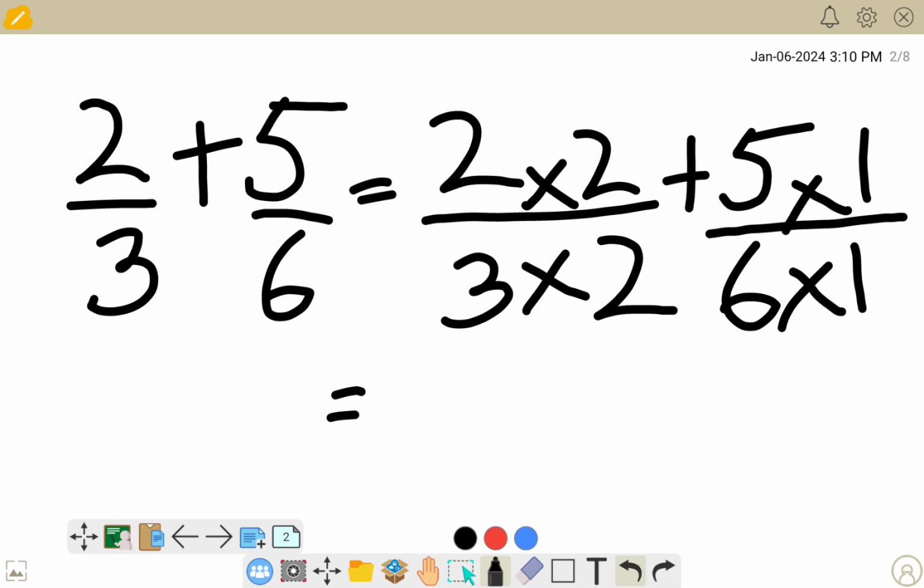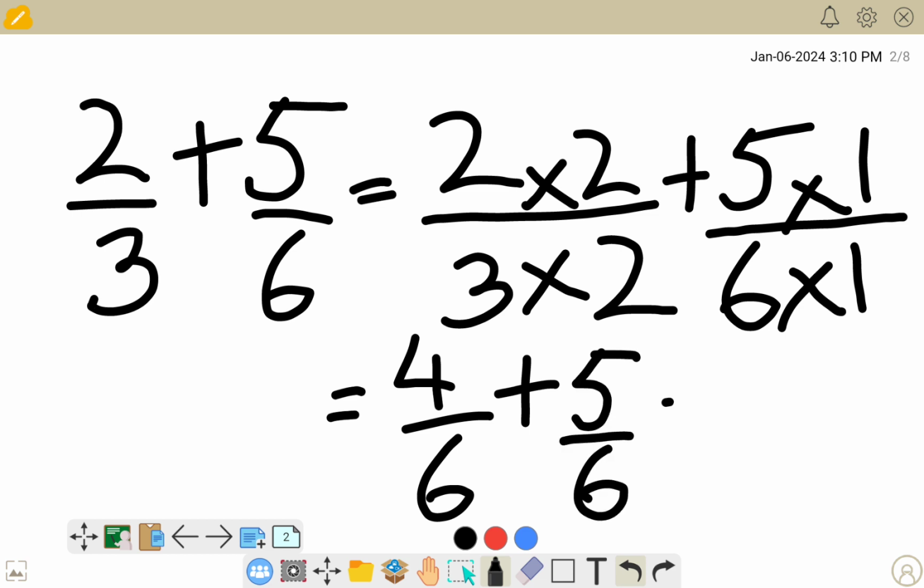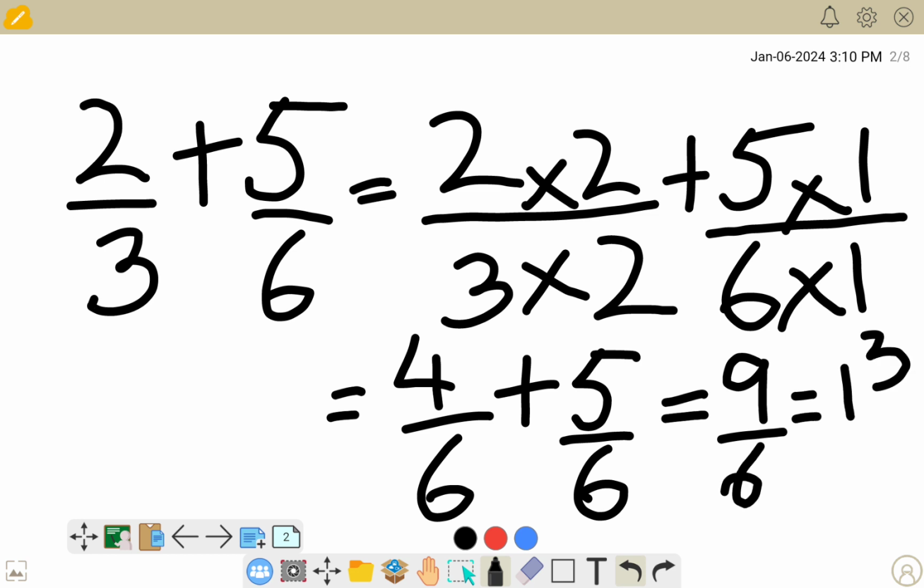So what do we get? 2 2s are 4, 4 over 6 plus 5 over 6. So what do we get over here? 4 plus 5 is 9, 9 over 6. Or it is 1 3 by 6. Or 1 whole 1 by 2 is the answer.